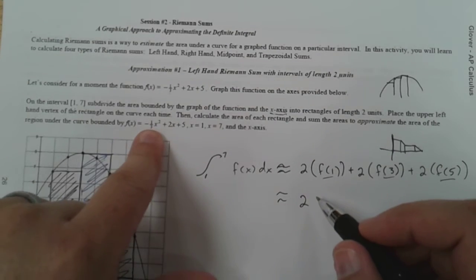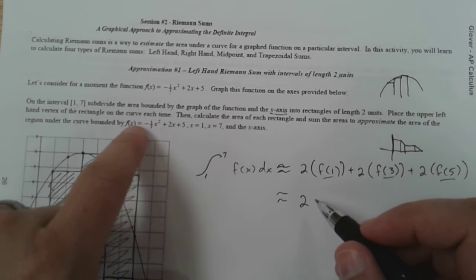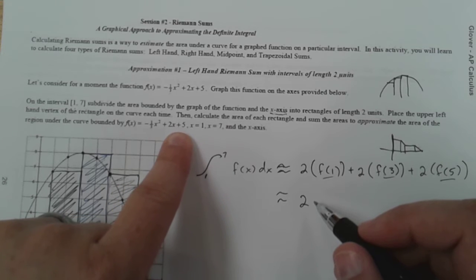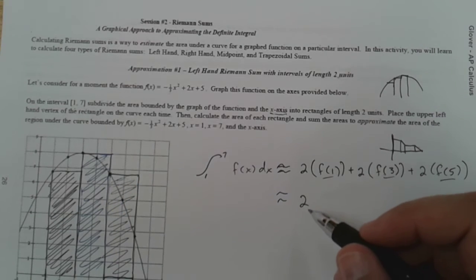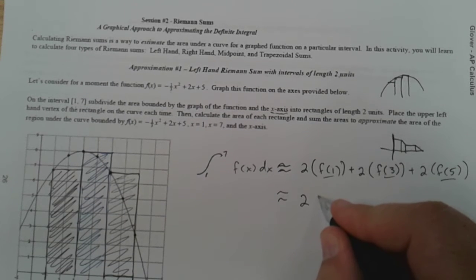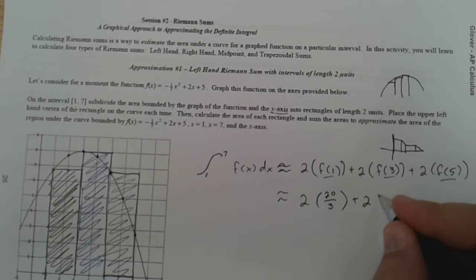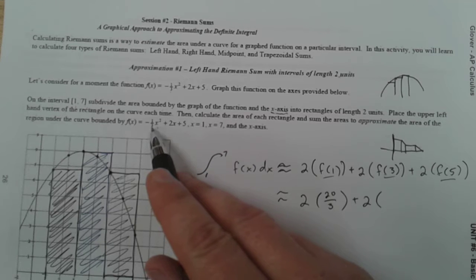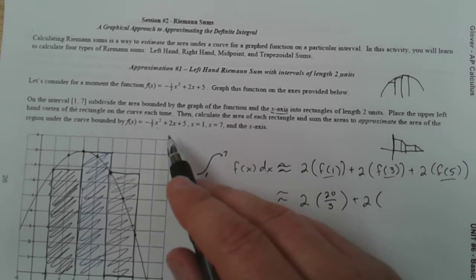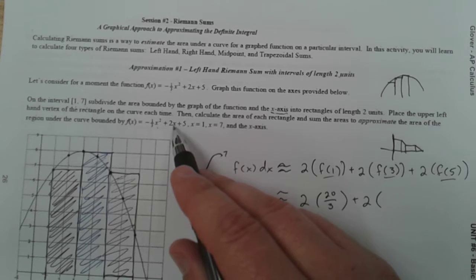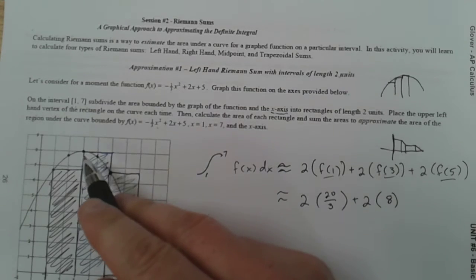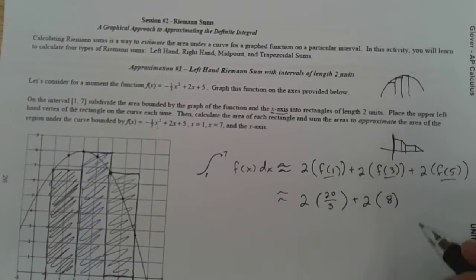If I plug in 1, I'm going to get 1 squared times negative 1/3 plus 2 plus 5. So I'm going to get 20/3. Plus 2 times f of 3. If I plug a 3 in, 3 squared is 9. 9 times negative 1/3 is negative 3. 2 times 3 is 6. So negative 3 plus 6 is 3, and plus 5 is 8. That's exactly what we said it was going to be when we looked at the graph, but we plugged it in to get an exact value.